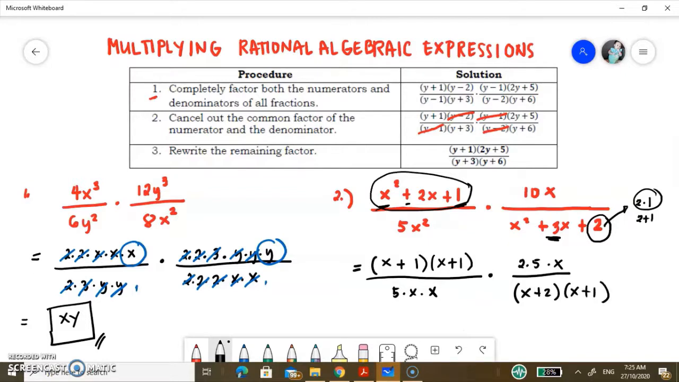Okay? And then for the second step, you cancel out common factors. So you have x plus 1 divided by x plus 1, right?